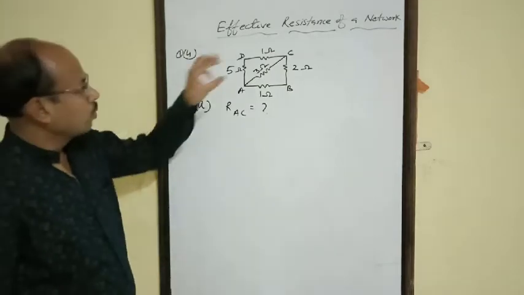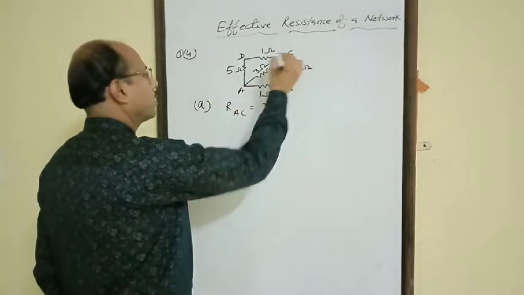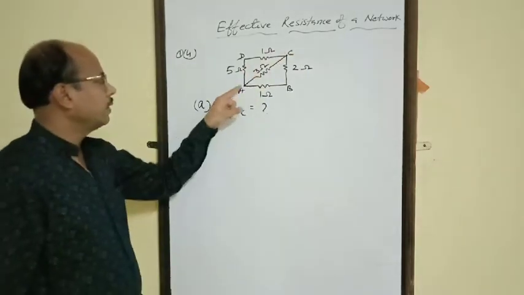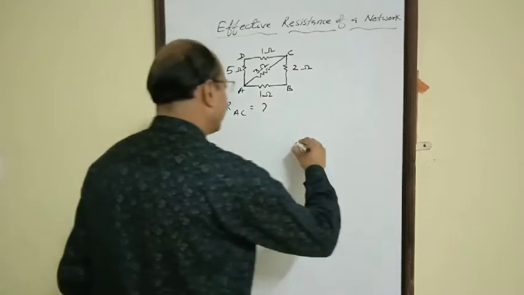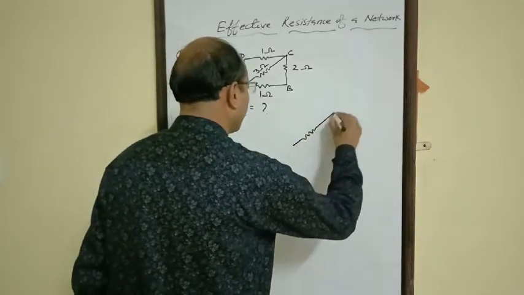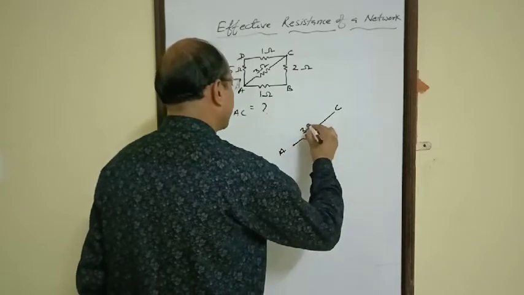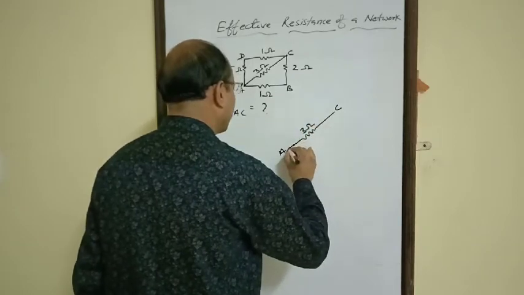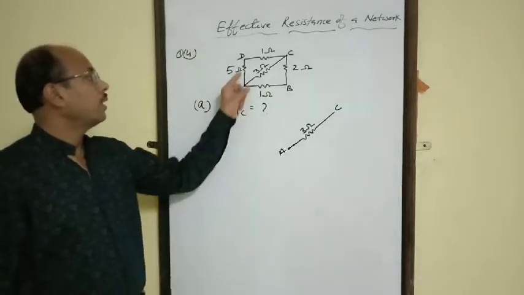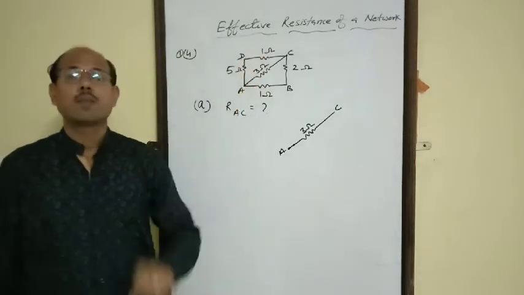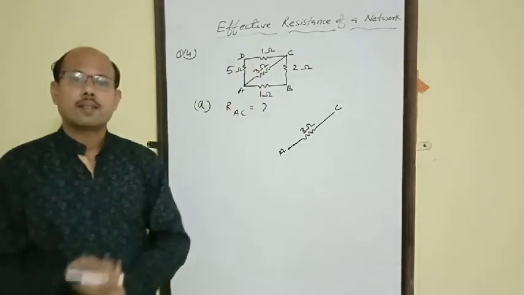Now we have to closely watch this circuit. This point is A, this point is C. Between A and C there is one resistor of 3 ohm, that is clearly visible. I am drawing the diagram again. Here it is point A, this is point C, and this is 3 ohm. There is no confusion in this resistor. This is directly connected between A and C. But A and C are also connected by some different resistors. Therefore, we also have to include those resistors.